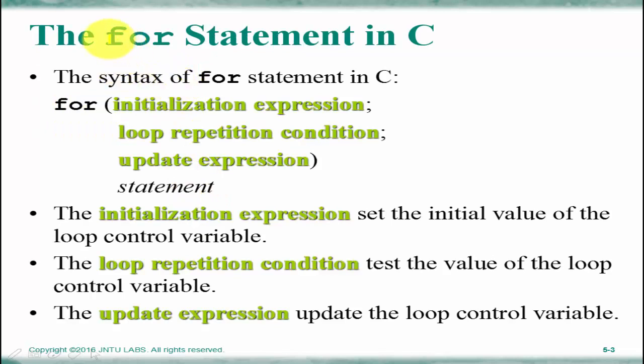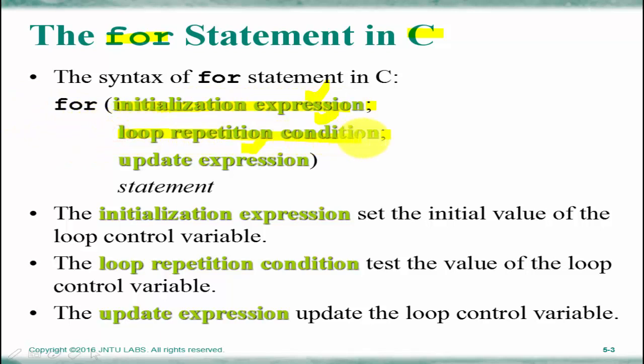So for the syntax, we will be seeing the syntax of the for loop. For is a keyword in the C programming language. The for loop has three parts separated by semicolons: 1, 2, and this 3. The first thing is initialization. Initialization is very important for the for loop.